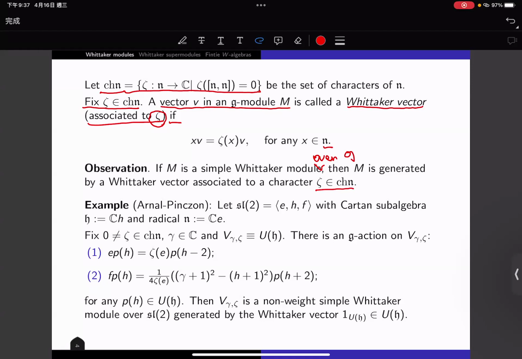The following is the sl2 example given by Arnal and Pinczon. Let's denote the Chevalley generators of sl2 by E, H, and F. Here the Cartan subalgebra is spanned by H, and we choose our nilradical to be the subspace spanned by E. The following example depends on two data. First, we choose a character theta of n, which is non-zero, and then we choose an arbitrary number gamma.